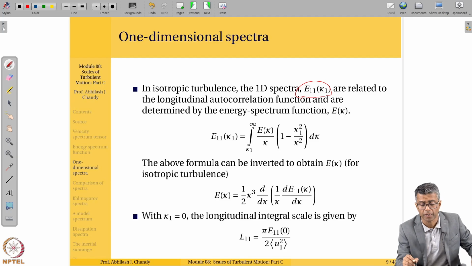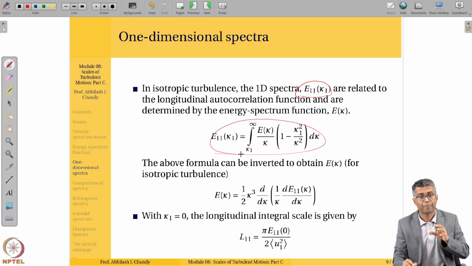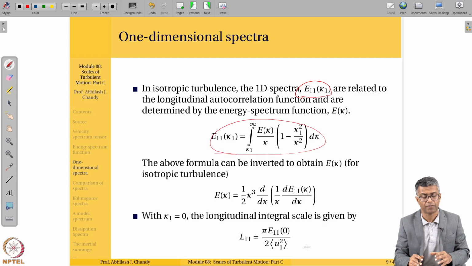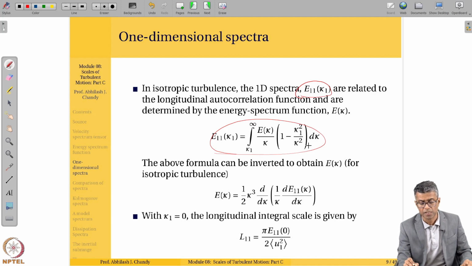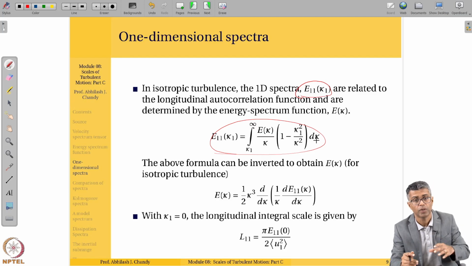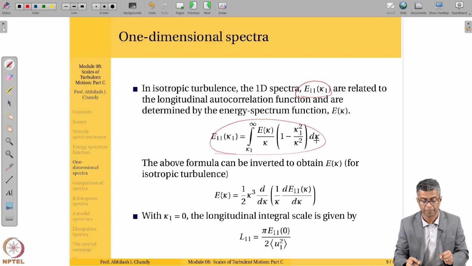So you can determine the 1D spectra from the energy spectrum function, and that is given by this equation here. I'm not going to be dealing with how to derive it, but for now, just look at the 1D spectra being related to the energy spectrum function in this form. So E11 of kappa 1 is the integral from kappa 1 to infinity of E of kappa divided by kappa, times 1 minus kappa 1 squared over kappa squared, d kappa. So this is now an integral function, right?